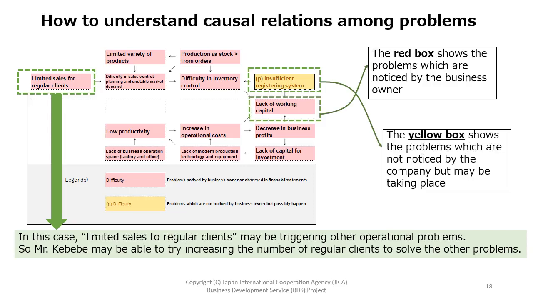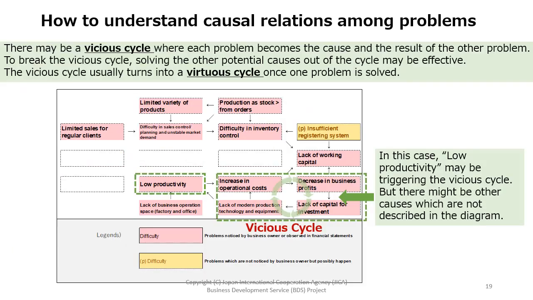Please also remember that the red boxes are problems that Mr. Kebebe is aware of, but the yellow boxes are problems that he may not be aware of. So it may be important to let Mr. Kebebe know that insufficient registering system in yellow may be a problem he should try to solve. Sometimes the result shows a vicious cycle where problems becomes the cause of other problems. In Mr. Kebebe's case, low productivity may be able to break the vicious cycle and turn them into a virtuous cycle instead.